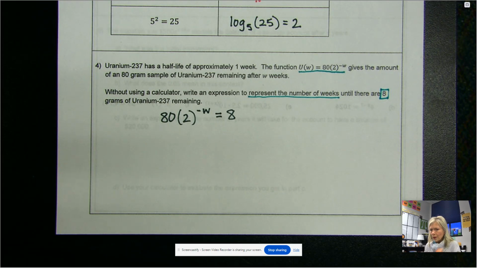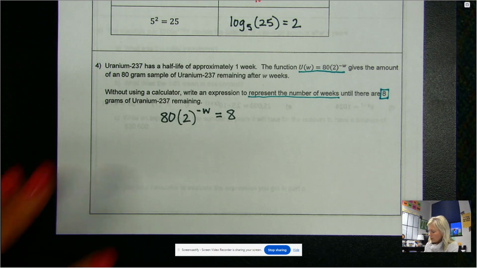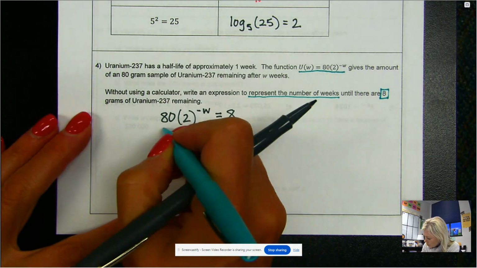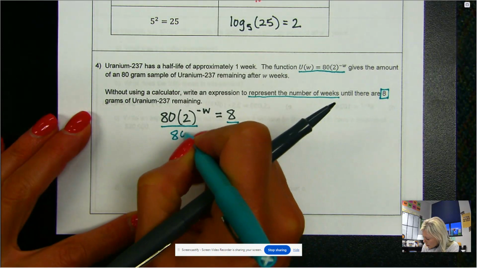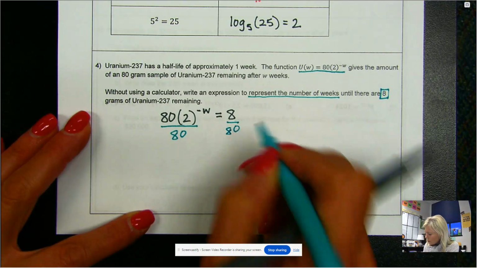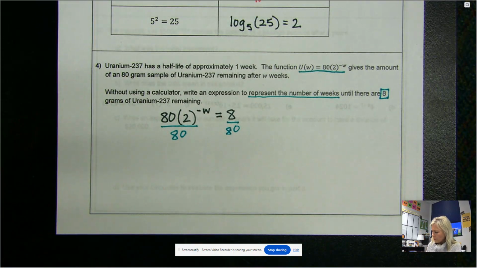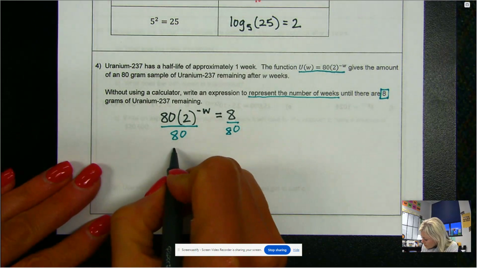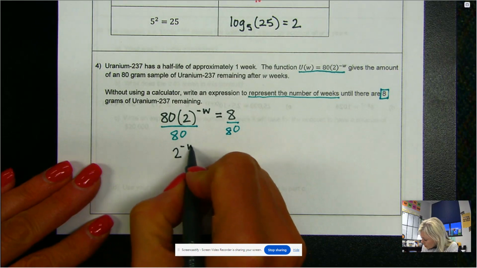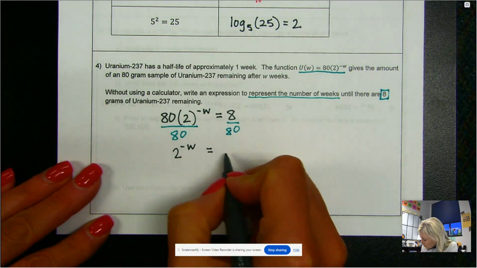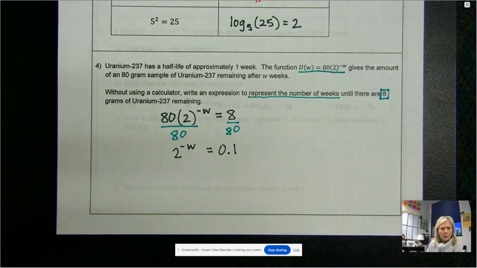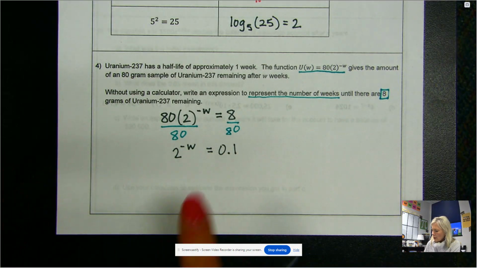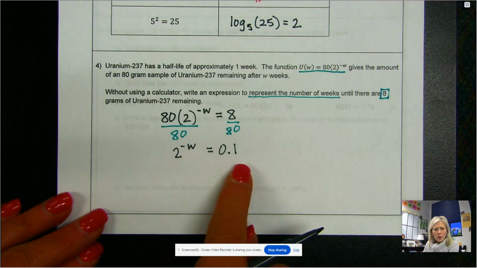So our first step, I'm going to do my steps in this blue color. So here's our equation. We have to isolate 2 to the negative w by dividing both sides of the equation by 80. So I get 2 to the negative w is equal to 8 divided by 80 is 1/10 or 0.1. And so I have the base and exponent all by itself.